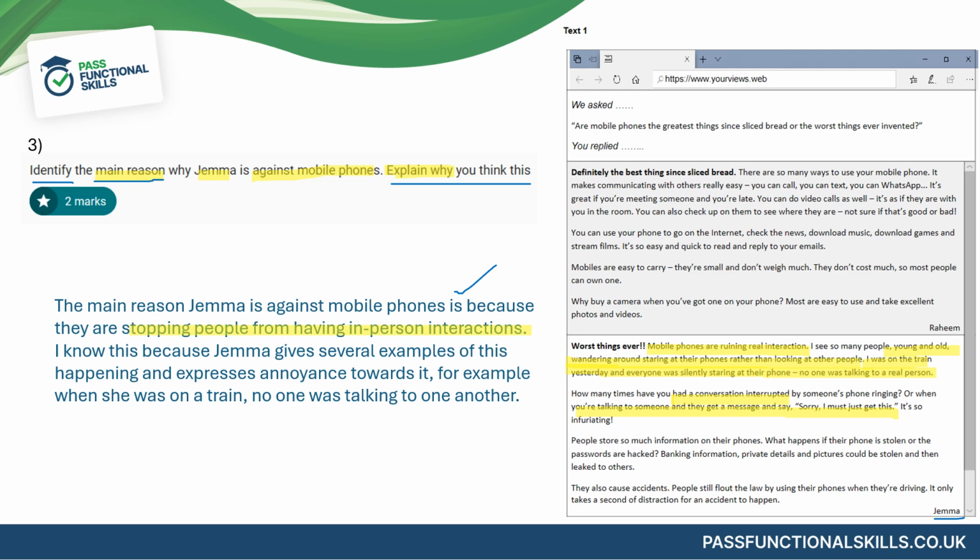Then we need to explain why. So any of those reasons that we've just talked about, we only need to give one reason because it's only worth 1 mark. So here the student has said, I know this because Gemma gives several examples of this happening and expresses annoyance towards it. Then they've given an example of that just to support their point. So for example, when she was on a train, no one was talking to one another. So that's a really full explanation as to how they've worked that out from the text for the second mark there. Often students forget about this explanation as to why they think this, but it's really important because you can't get the second mark without your explanation.